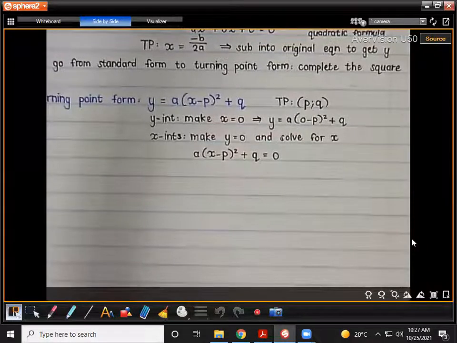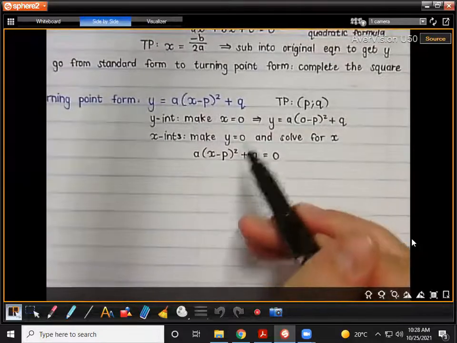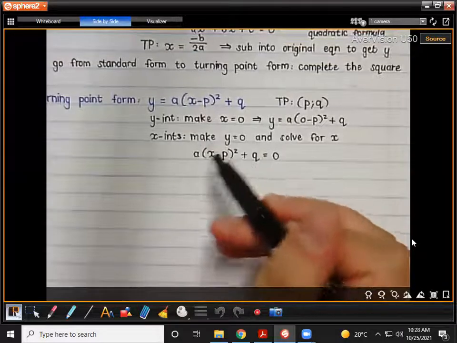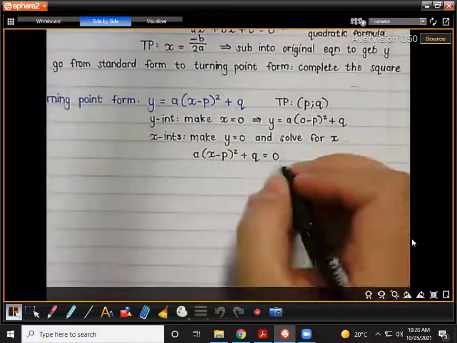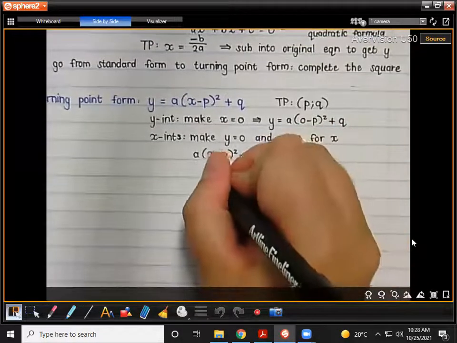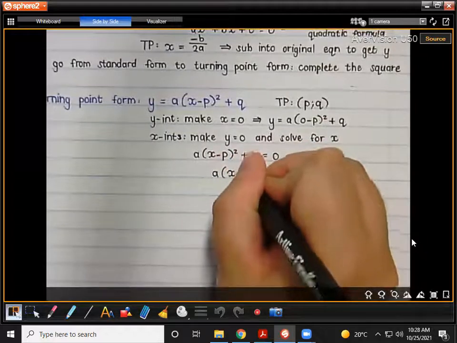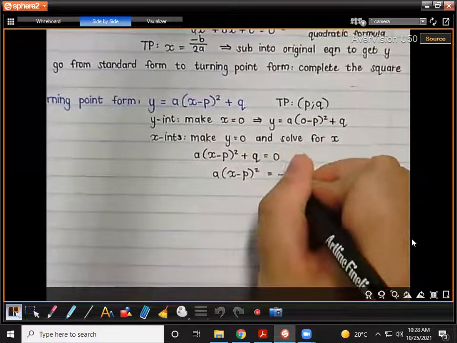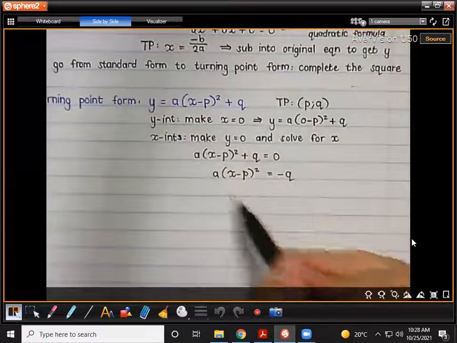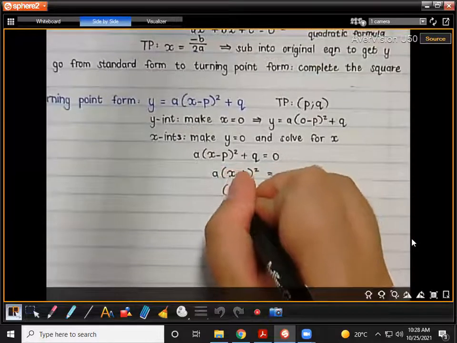Now, guys, from here, obviously, you can't factorize, right? If you have something that looks like that, you can decide, do you want to multiply that bracket out, simplify it, and then factorize? Or I'm going to write down step by step how you could get x on its own. You're going to move whatever this number is to the other side, and the sign is going to change. So a(x minus p) squared will then be equal to negative q. Then you're going to divide that by a, which is also going to be a number.